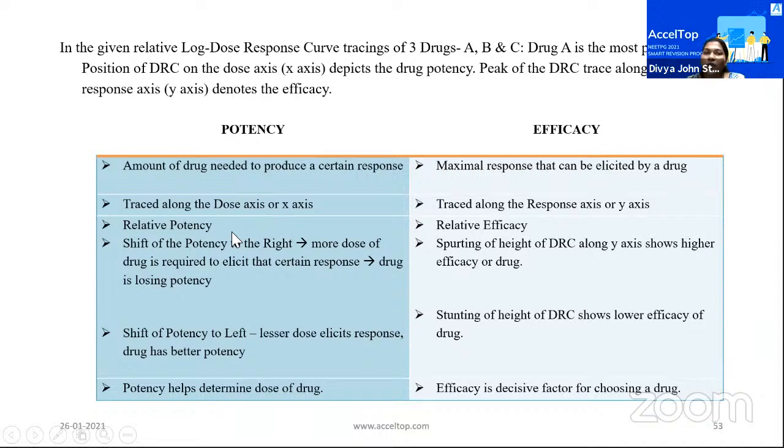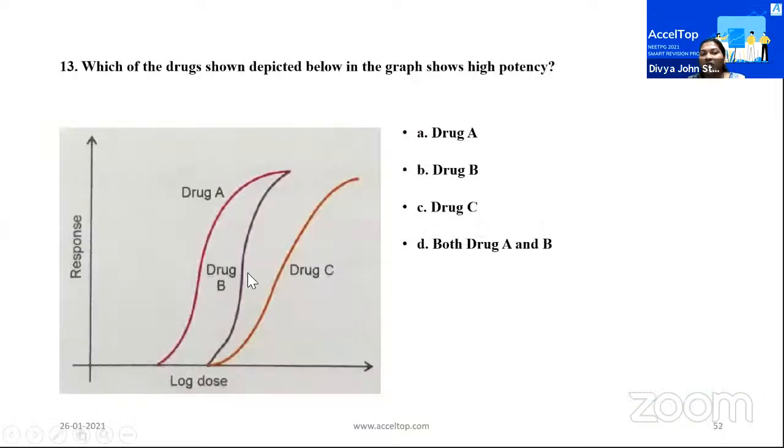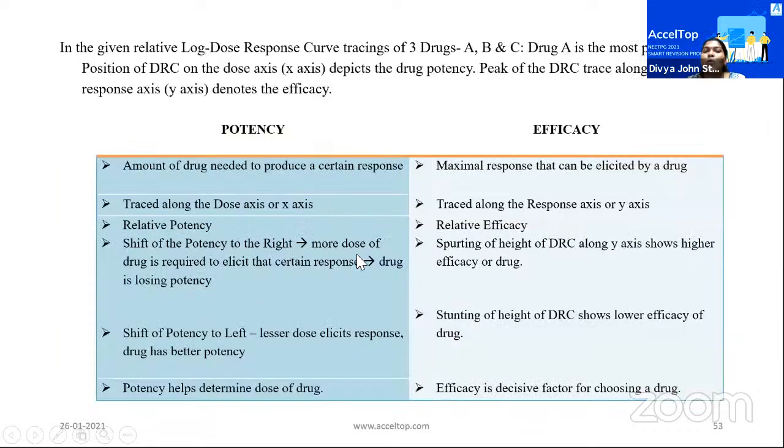And relative potency of two drugs can be compared. And when the shift of the potency to the right happens, or something like A gets shifted to B, it means more dose of the drug is required to elicit the certain response, or the drug is losing its potency. Okay. And shift of potency to the left means a lesser dose elicits the response, or the drug has better potency. Okay. And potency helps to determine the dose of drug that is required in a person.